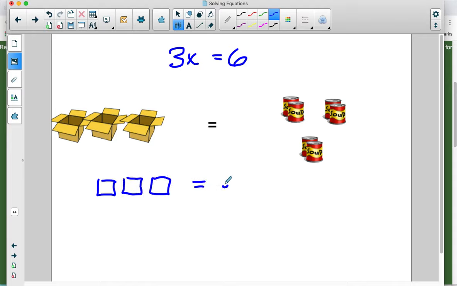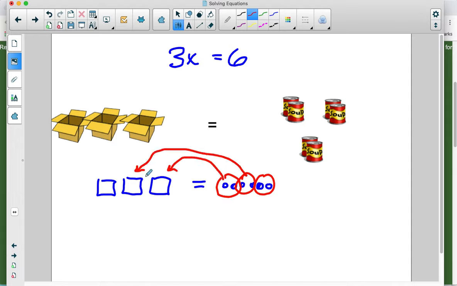And you could do dots. For, that's a bad dot, 1, 2, 3, 4, 5, 6. And when you do your dots, you could just split them up into groups of equal groups, 3 equal groups. So now you could see maybe that it's 2 per box. All right. Well, once again, you're still drawing pictures.